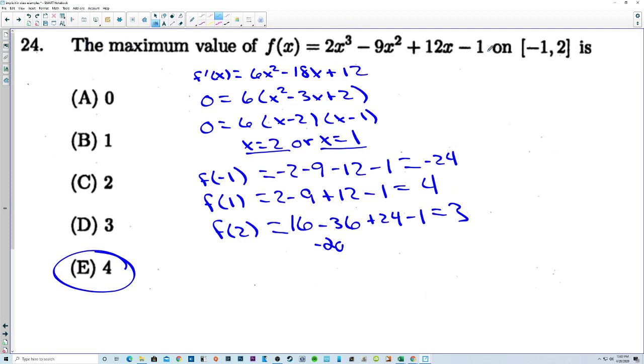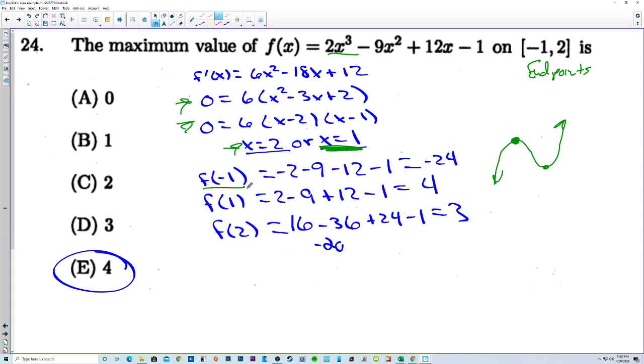The maximum value on -1 to 2 is, this one, we have endpoints. So to find any kind of min or max in between those endpoints, we take the derivative, set it equal to 0, and solve. Turns out 2 and 1 are candidates, but we know what these look like, because it's a positive x to the 3rd. So we're looking for a maximum. So the first one's a maximum, and the second one is a local minimum. So we only have to really try x equals 1, especially if it's a multiple choice problem.